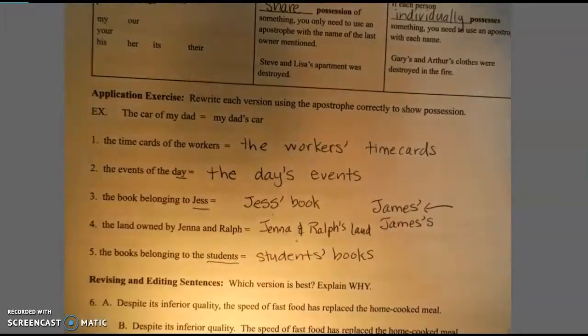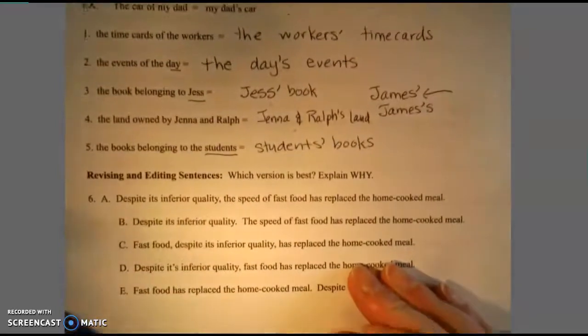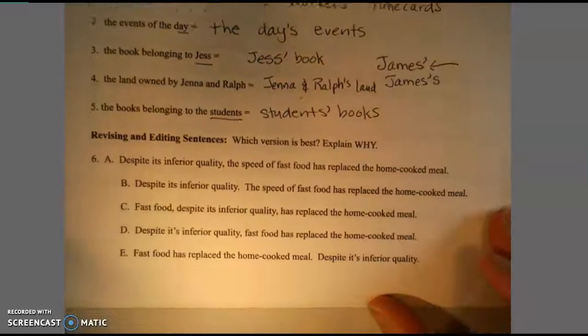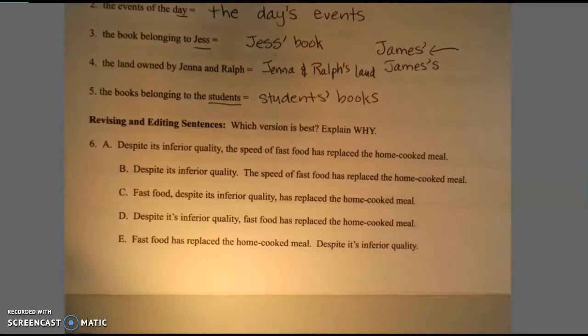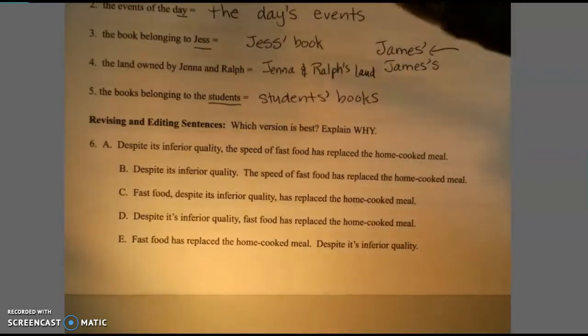All right. Then we need to look at number 6. The question being asked is, which version is the best? Explain why. So we have 5 different versions.